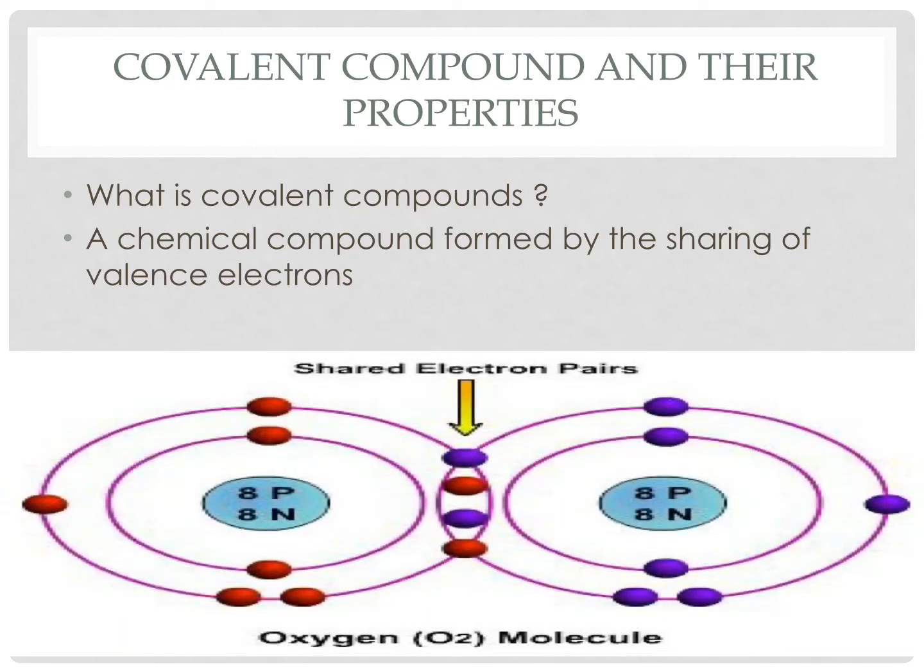So what is a covalent compound? A covalent compound is a chemical compound formed by sharing valence electrons. In an ionic bond, atoms gain or lose electrons, but in a covalent bond they share electrons. So sharing electrons forms a covalent bond.